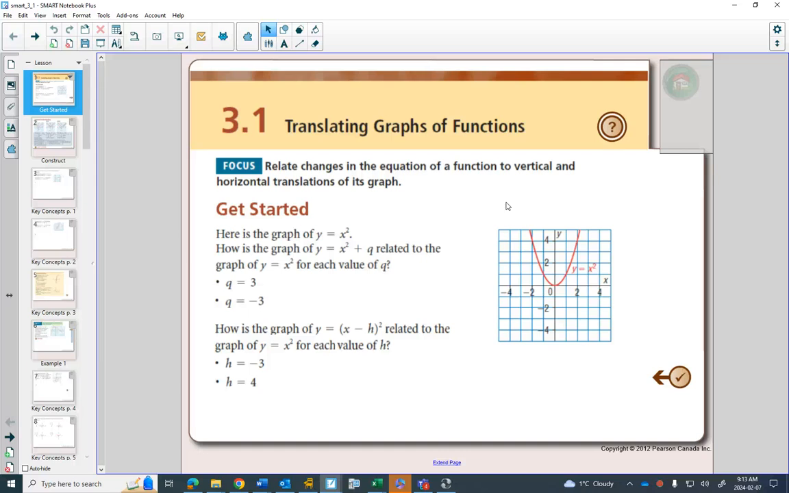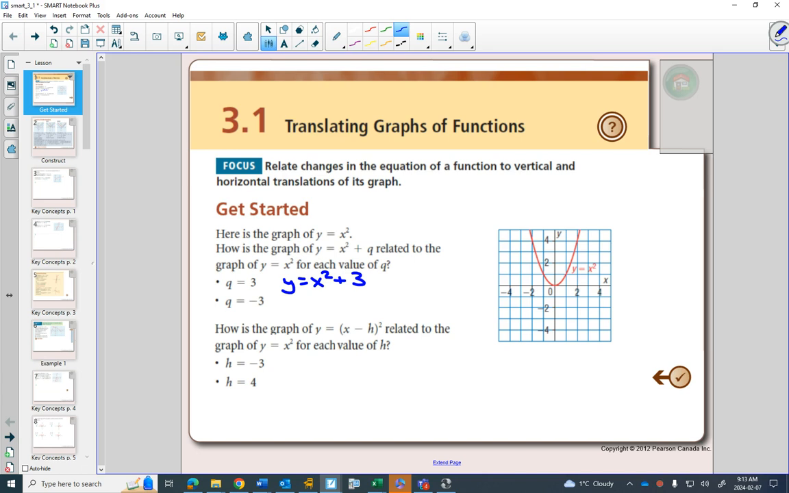So for the getting started, this is a bit of review from grade 11, but also connects to what we saw already with moving things left, right, up, and down. So the first thing we're going to do is we have 4 graphs that we're going to put on there. We're going to color code them each differently. I'm going to rewrite this first one in blue. If q is 3, then I would get y equals x squared plus 3.